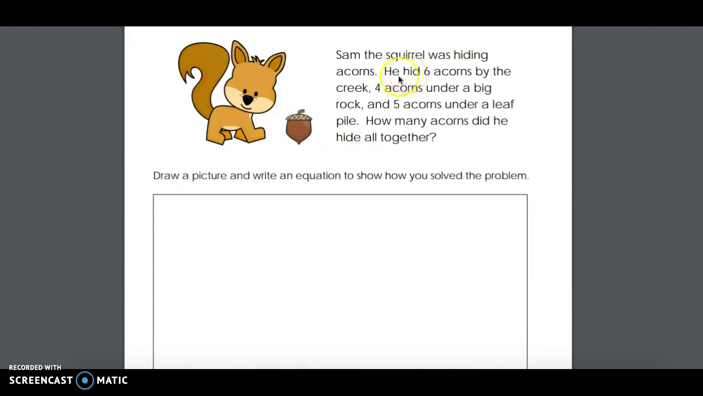Sam the squirrel was hiding acorns. He hid 6 acorns by the creek, 4 acorns under a big rock, and 5 acorns under a leaf pile. How many acorns did he hide all together? Draw a picture and write an equation to show how you solved the problem. Oh, on this one, can you make a 10?